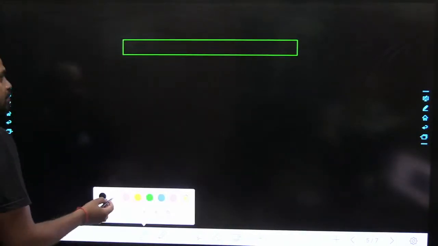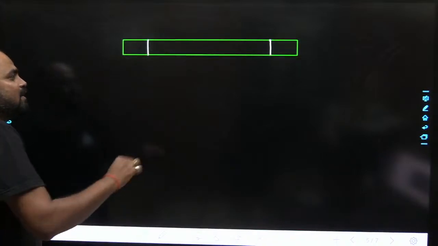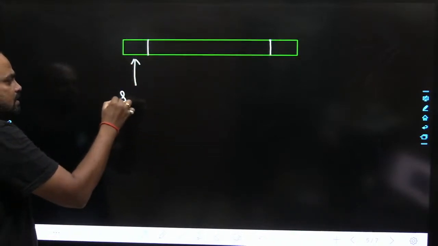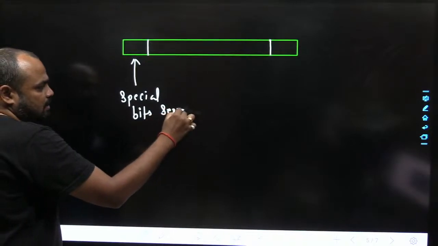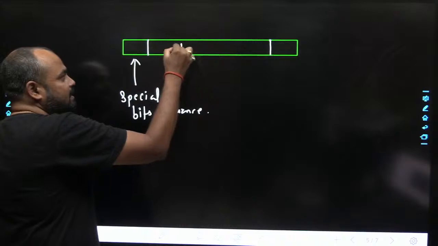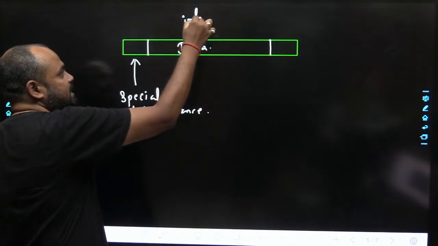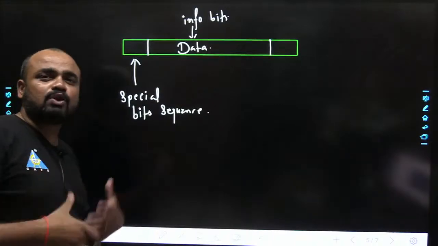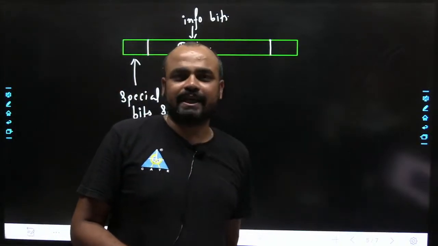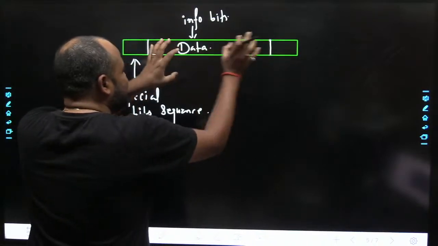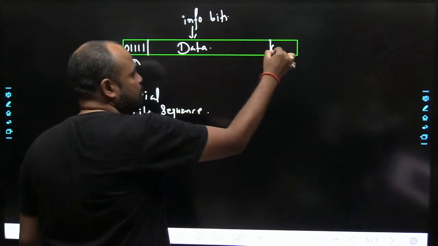See what I am doing at the beginning and the ending of data. At the beginning and ending of data, we are introducing a special bit sequence. Suppose this is the data, the information bits with which we want to communicate. At the beginning and the ending of data, we introduce some special bit pattern, like 0 followed by 4 ones. Again, 0 followed by 4 ones.